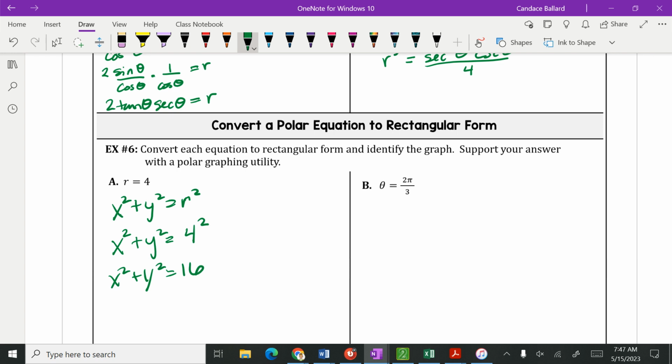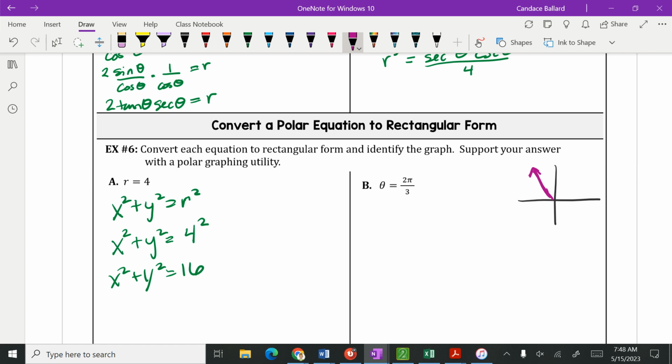All right, looking at B, this one is really, really weird. We're doing one example like it, and then we won't see another one like it. Maybe there'll be one in the assignment. I'm going to draw myself a little XY axis so that you can get the idea of what we're trying to picture here. They're saying that theta equals 2 pi over 3. Well, from our knowledge of the unit circle, we know 2 pi over 3 is right here. It's a ray coming out of there. In rectangular world, even though my picture doesn't look like it, that's a line, isn't it?